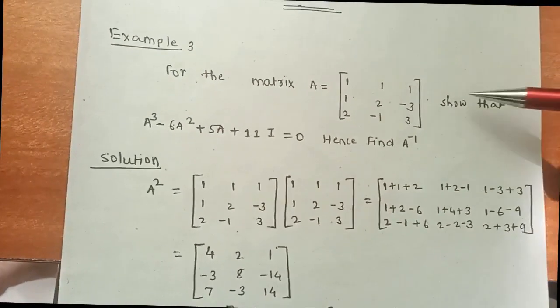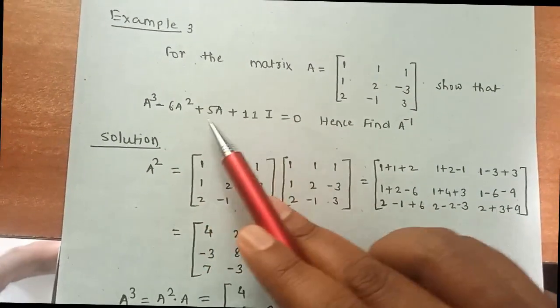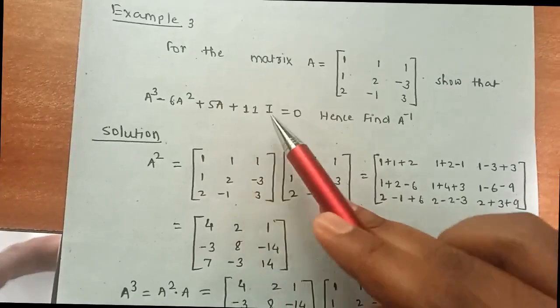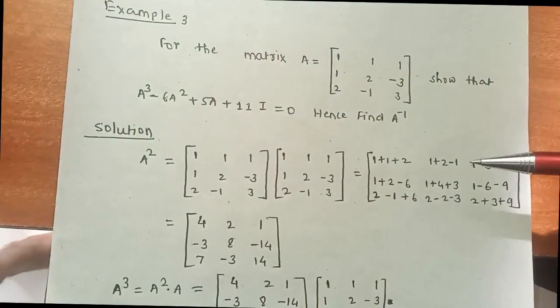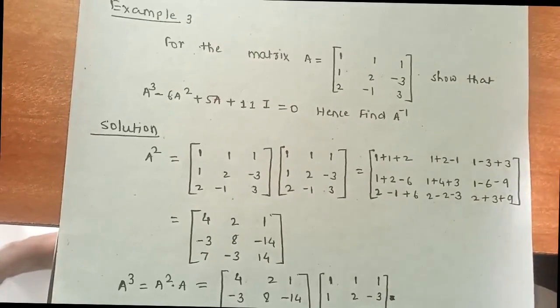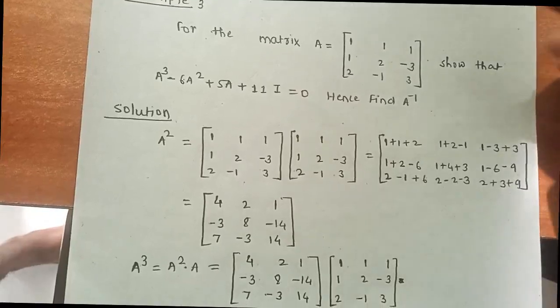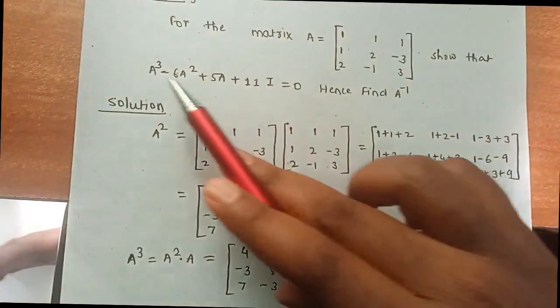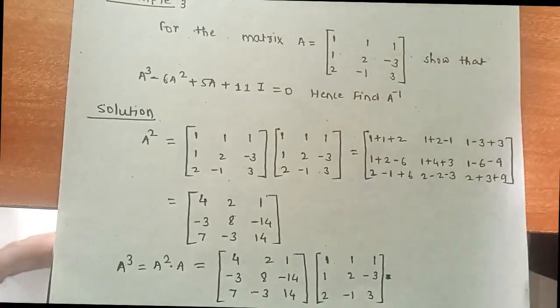See, again a matrix is given and they ask you to show that A cube minus 6A square plus 5A plus 11I is equal to 0. This is the first sub question, and then in the same question, find the A inverse. That means we first show this and then find the A inverse. Now first I have to find the A cube value. A cube means I have to multiply this matrix 3 times.